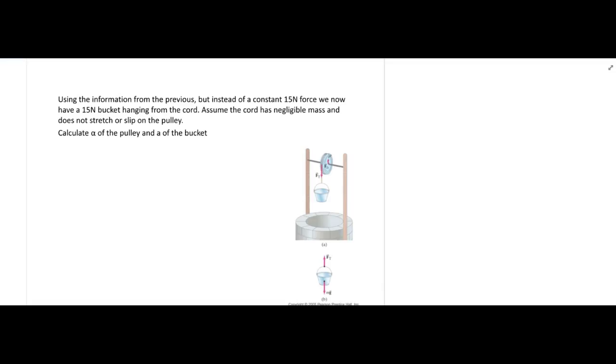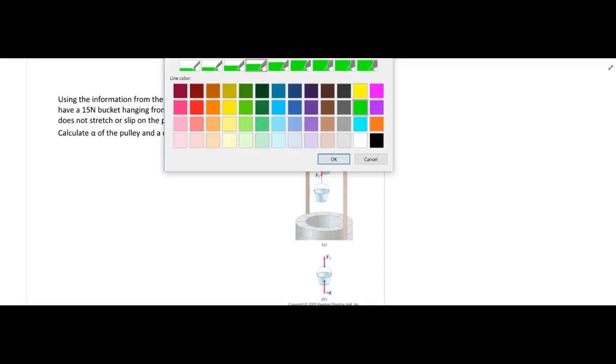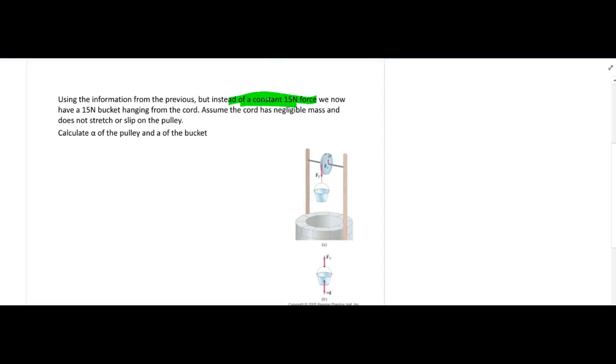So here we have another problem. It says, with the same information, instead of a constant 15 Newton force, we now have a 15 Newton bucket hanging from the cord. Assume the cord has negligible mass and does not stretch or slip. Solve for the alpha and the acceleration of the pulley. Well, I don't have that same information as before. I do know the mass, I know those types of things. But what I need now is alpha.